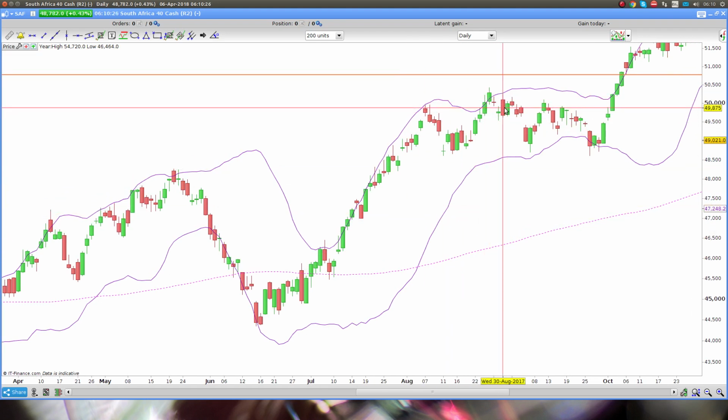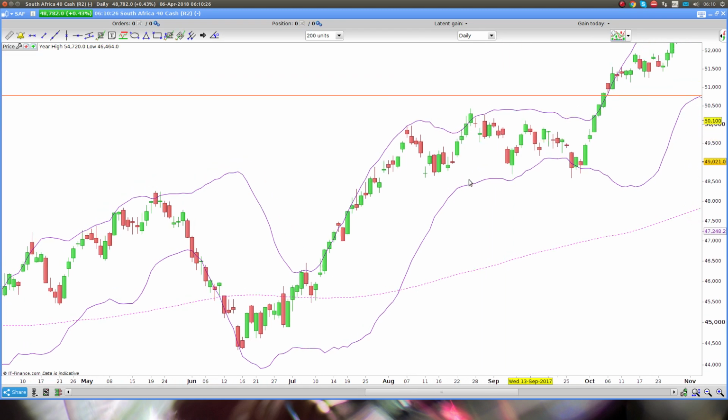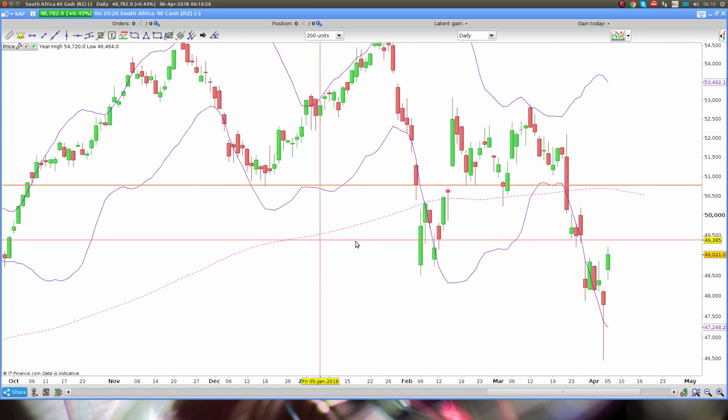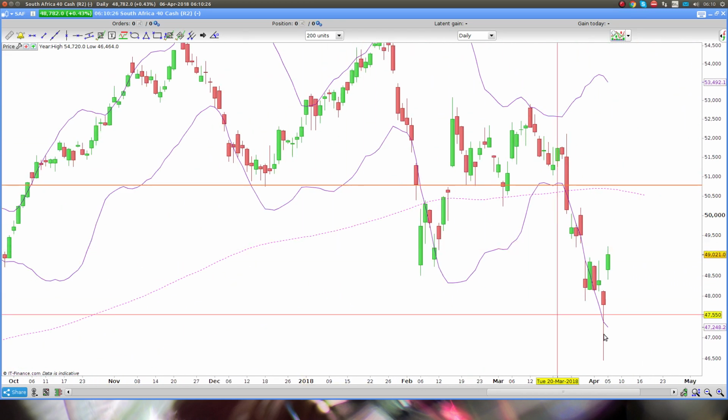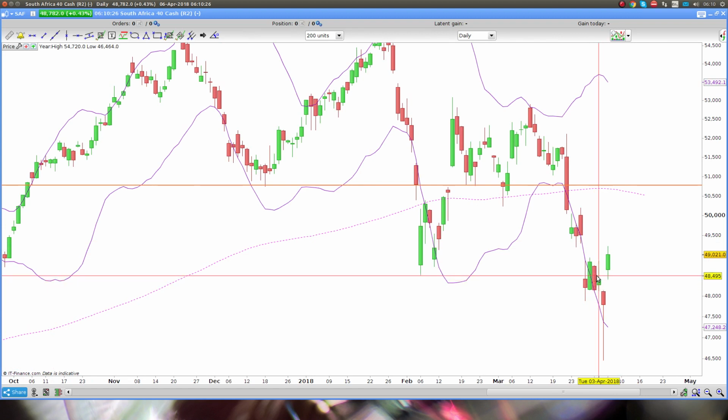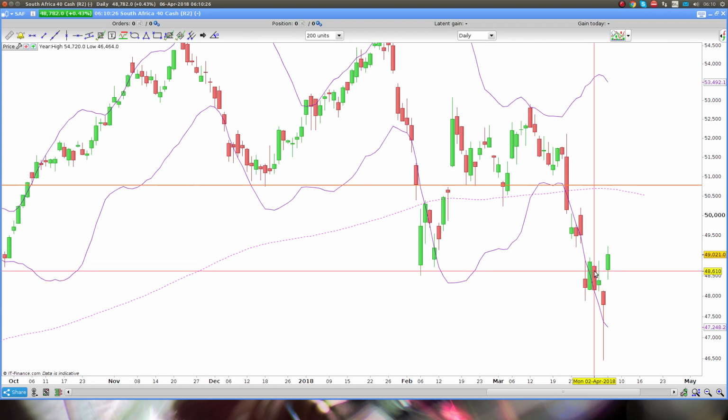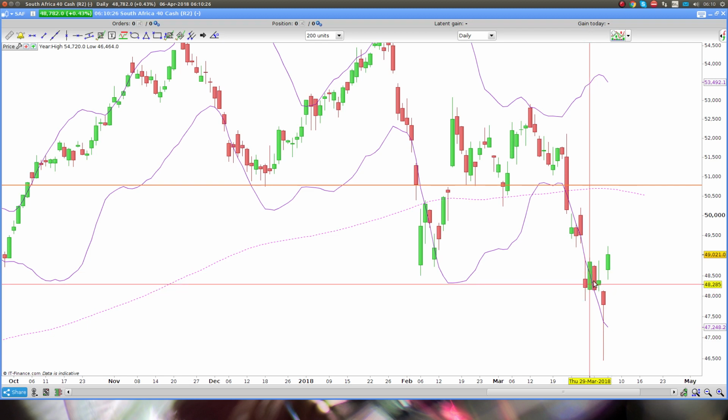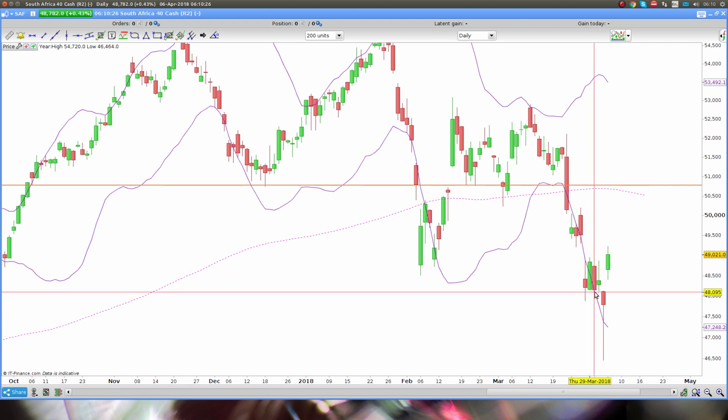There's another inside bar, and here we are at the moment. There's an inside bar. That one would have failed as well. You can see we gap below that. Okay.